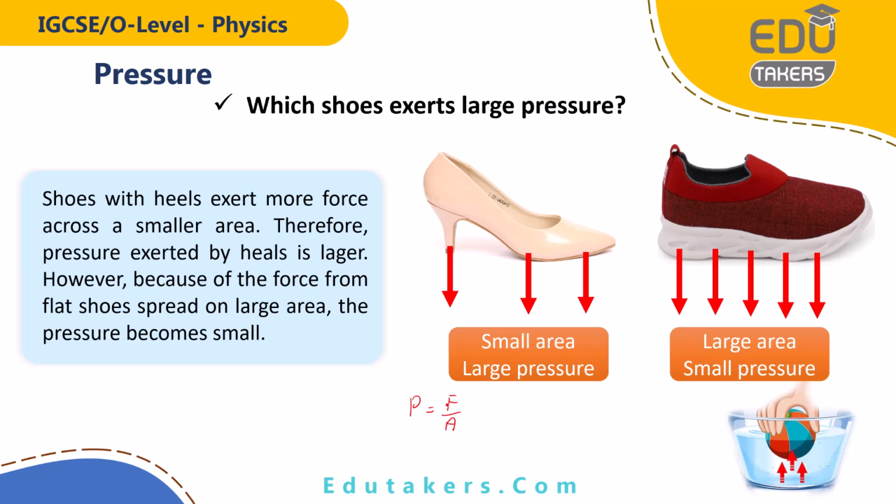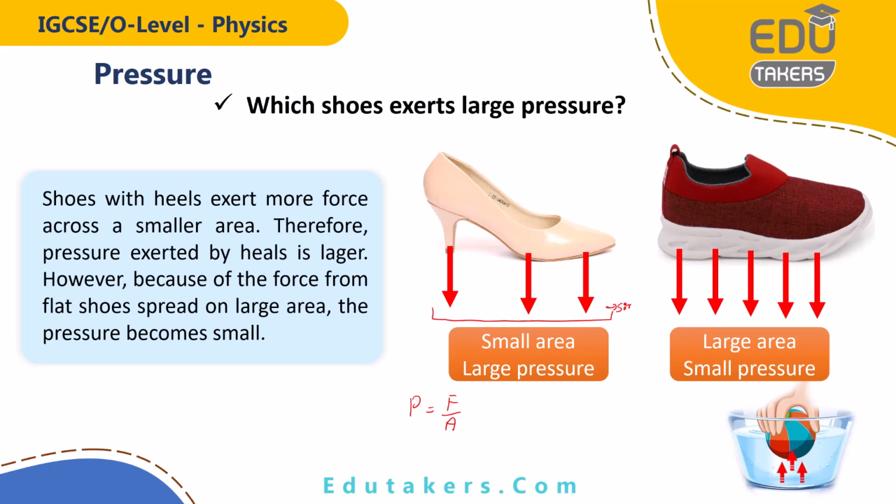See that force remains constant because the mass of these shoes is not changing. It means that force is constant here. Next you have to see the area. See here, the shoes that have a heel exert force over a small area. The area in this case is smaller.